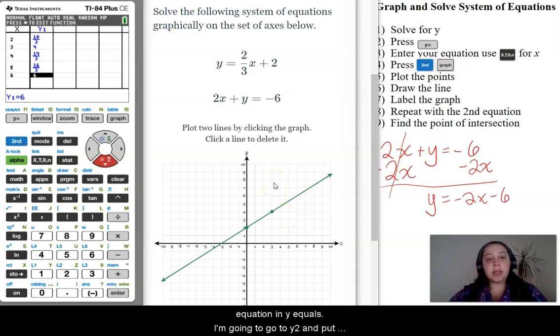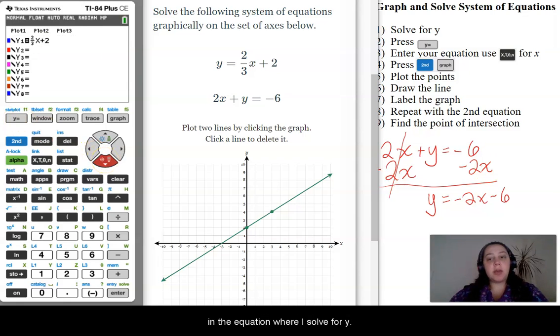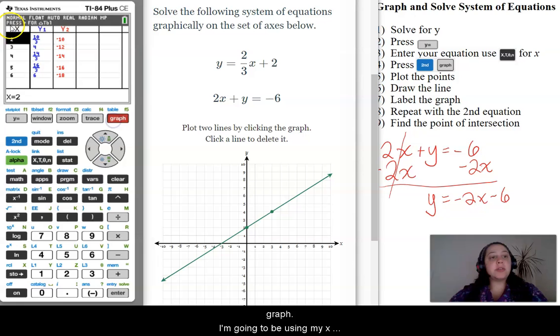Now I can put the second equation in. Y equals, I'm going to go to y2 and put in the equation where I solved for y. So I'm going to put in negative. Remember, if it's at the beginning, this is a negative, the one in parentheses, 2x minus, this is minus because it's in the middle, minus 6. And again, second graph. I'm going to be using my x column and my y2 column, which is in red.